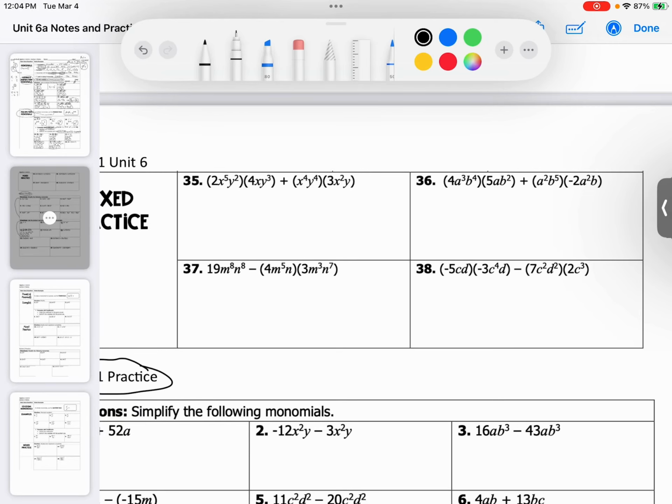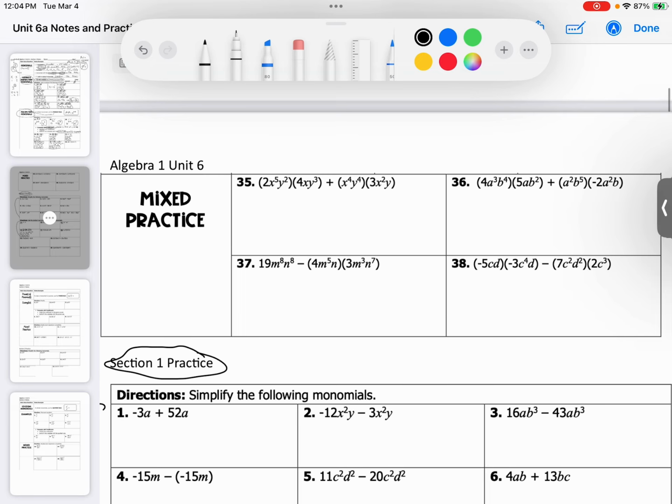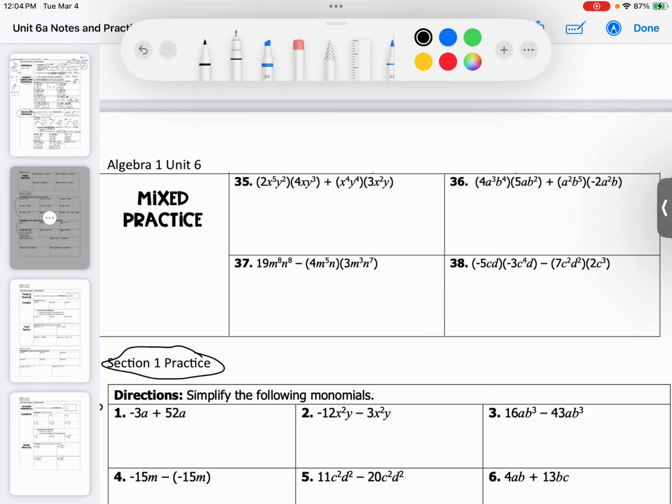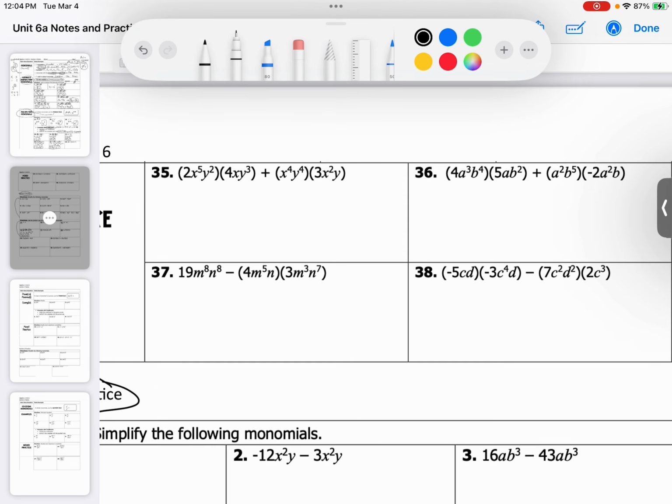Okay, so the last bit of notes that we're going to be doing today is with these mixed practice problems at the top of the backside of that page. So find these problems, they're above the section 1 practice. I'm only going to do a couple of these just to kind of show you how to do them.